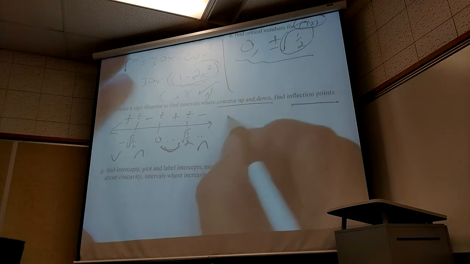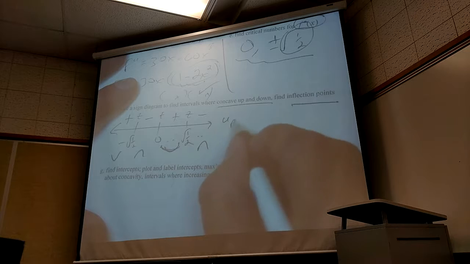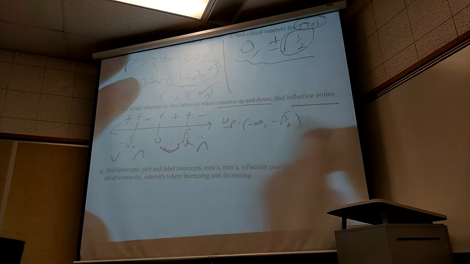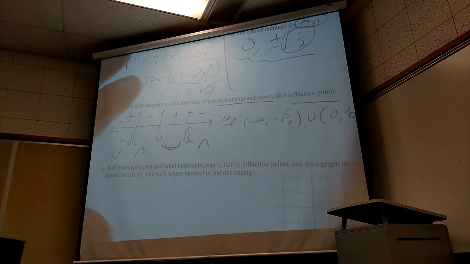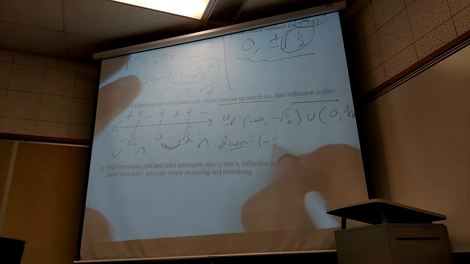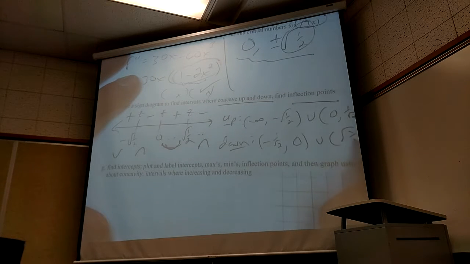So intervals, just really quickly, it's up from negative infinity to negative 1 over rad 2, and from 0 to 1 over rad 2, and then whatever way you want to write that. Down, of course, is from negative 1 over rad 2 to 0, and 1 over rad 2 to infinity.